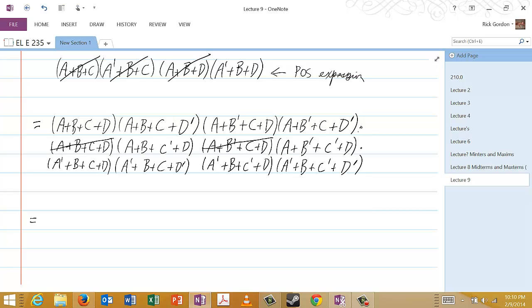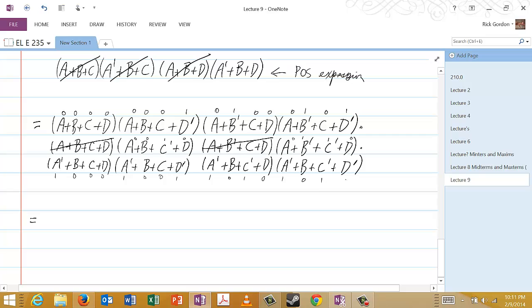Now remember, for max terms, the way that we label them is by when they are equal to 0. For the first term, we would need all of the variables to be equal to 0 for it to be 0. For the second one, we would have 0, 0, 0, 1. For the third, 0, 1, 0, 0. The next one, 0, 1, 0, 1. The next, 0, 0, 1, 0. And the next, 0, 1, 1, 0. And going to the final line, we have 1, 0, 0, 0, 1, 0, 0, 1, 1, 0, 1, 0, and 1, 0, 1, 1.